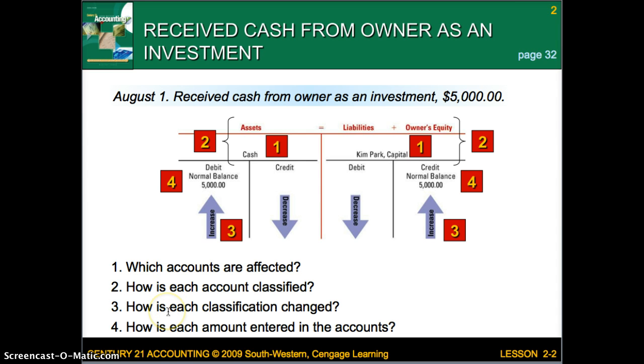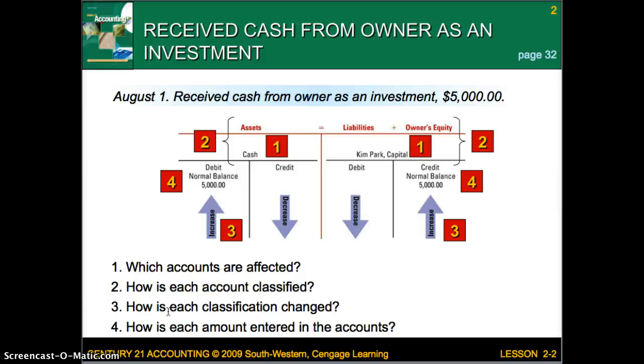Make sure you know what questions you should be asking yourself. The very first thing you do when you see a transaction is you ask which accounts are affected. Then you ask, how is each account classified? Asset, liability, or owner's equity? How is each classification changed? And how is each amount entered into the accounts?